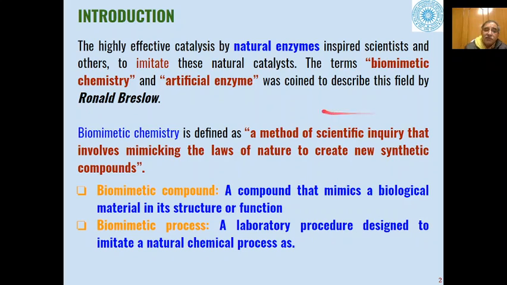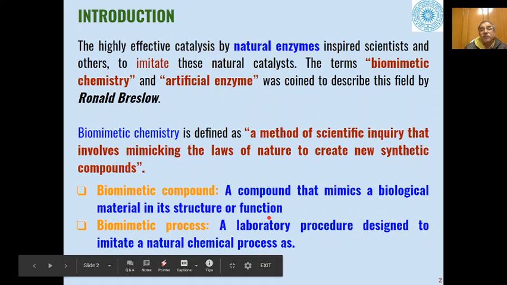And this field was first studied by Ronald Breslow, and two terms have been used for such artificial enzymes: biomimetic chemistry or artificial enzyme. So biomimetic chemistry is defined as a method of scientific inquiry that involves mimicking the laws of nature to create new synthetic compounds. Therefore, a biomimetic compound is a compound that mimics a biological material in its structure or function.